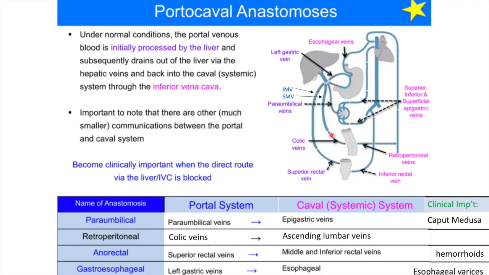Then we've got the superior rectal veins, and they meet with the middle and inferior rectal veins. That's the caval portion, and it's clinically important as hemorrhoids. The left gastric vein from the portal system meets with the esophageal veins, and when that gets backed up, that can cause esophageal varices. And these are important in portal hypertension.